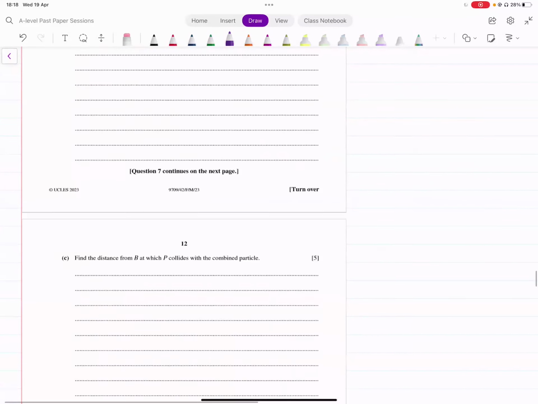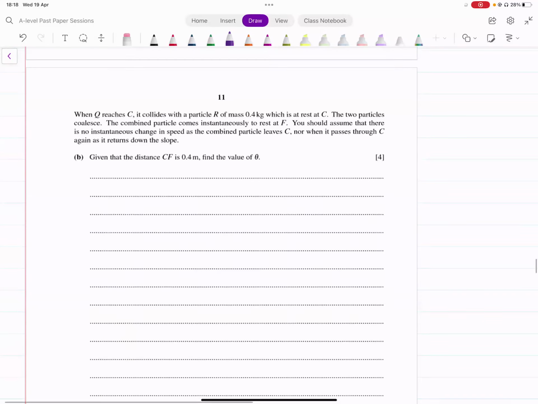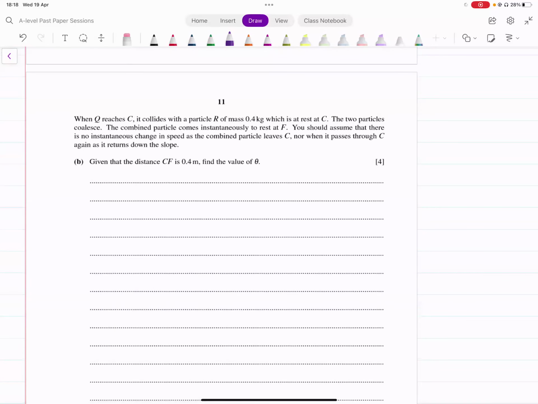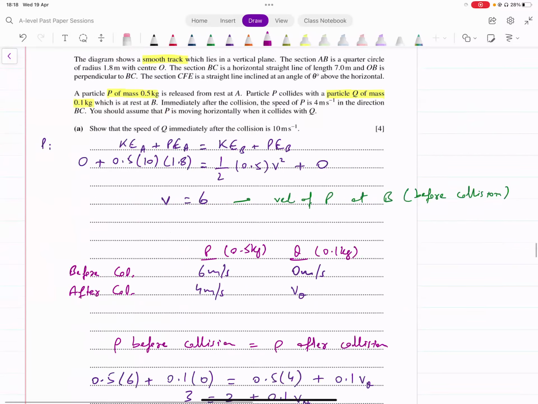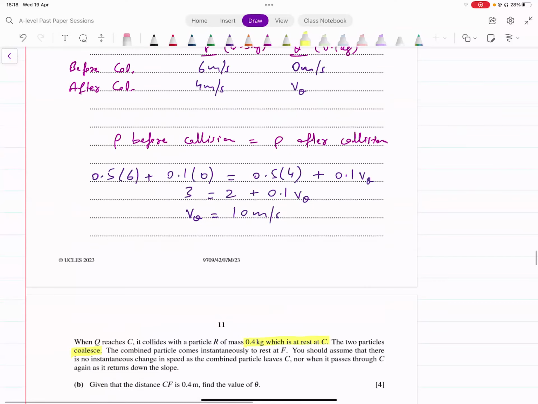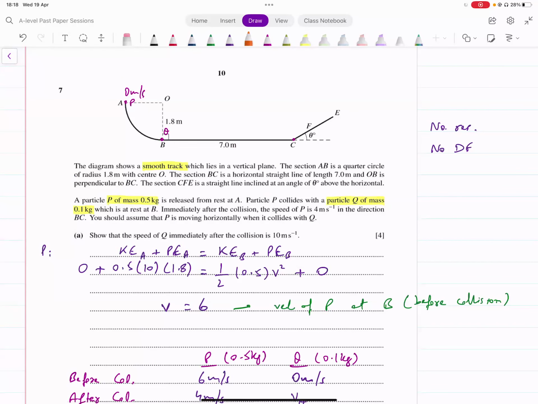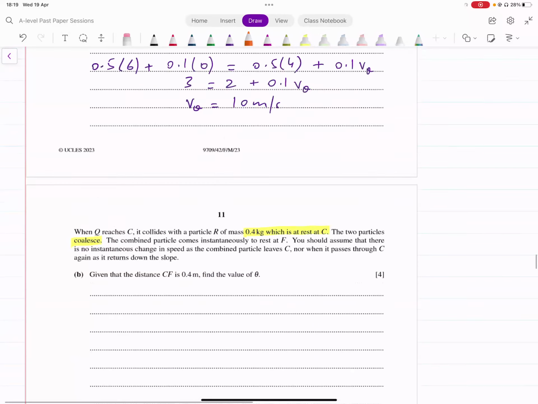Let's move on. Look at the second part and the third part. Okay, we have 2 more parts to go. When Q reaches C, it collides with a particle R of mass 0.4 kilograms. So now there's another particle here of mass 0.4 kilograms, which is at rest at C. The 2 particles coalesce. The combined particle comes to instantaneous rest at F. Okay, so there's some point F here.